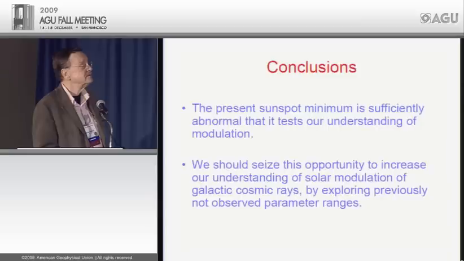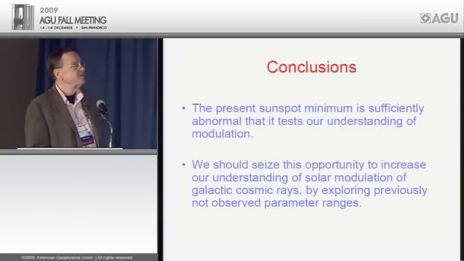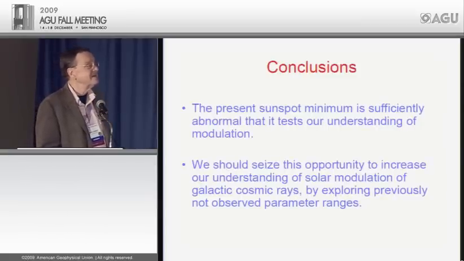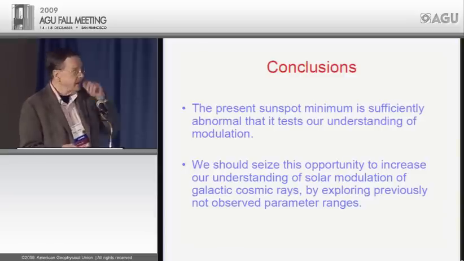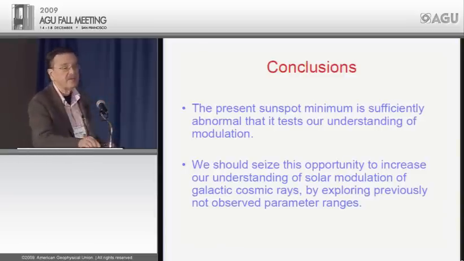Next slide. So, conclusions: the present sunspot minimum is sufficiently abnormal that it tests our understanding of cosmic ray modulation. We should seize this opportunity to increase our understanding of solar modulation by exploring previously unobserved parameter ranges, and then understand the sun and the history of the solar system better. Thank you.